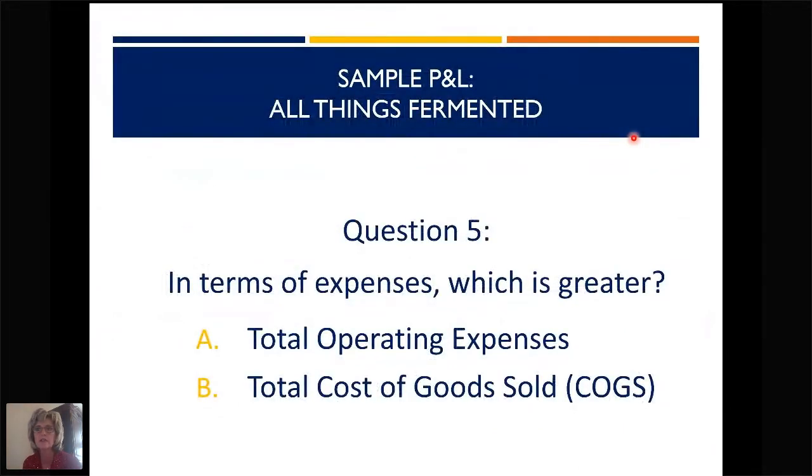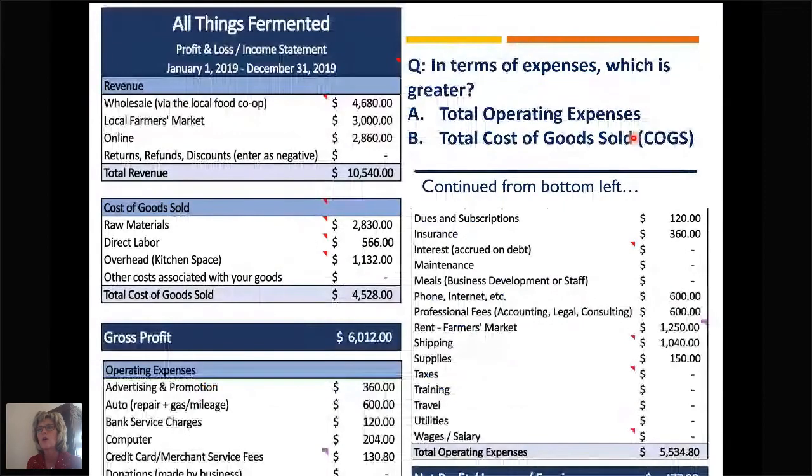So, in terms of expenses for All Things Fermented, which is greater, operating expenses or cost of goods sold? I can see that the Community Investment Corporation logo is a little bit over, but that says total operating expenses down on the right. So I've circled those two figures for you. So we want to know, is her cost of goods sold or total operating expenses more? Exactly. Thanks, Beatrice. Yep, it's operating expenses.